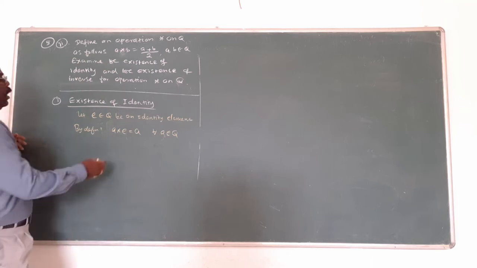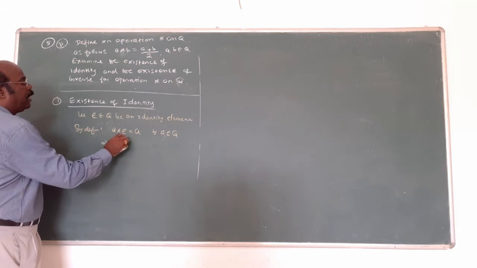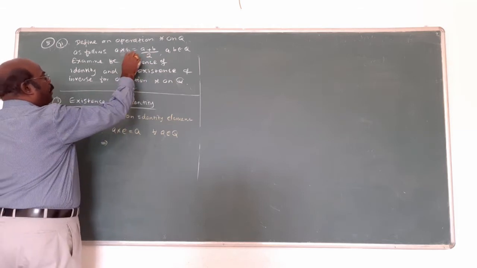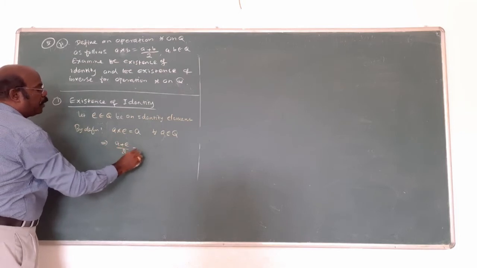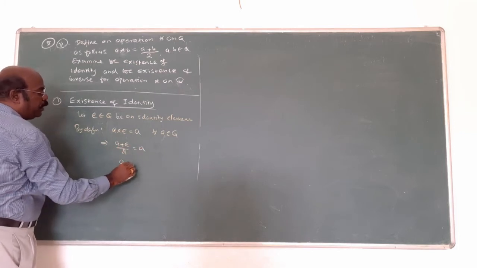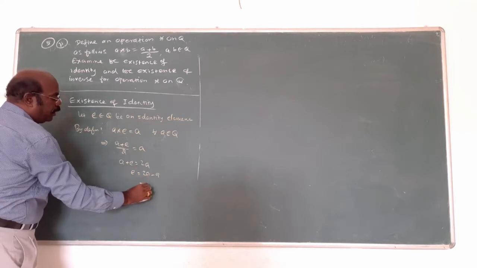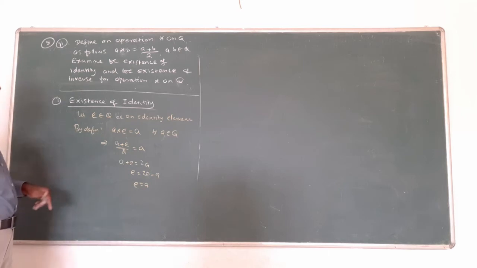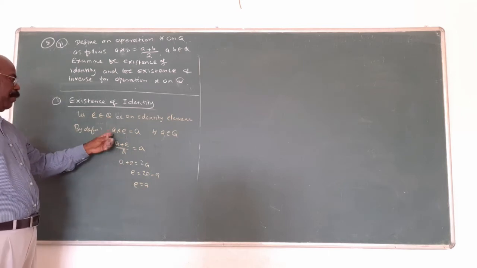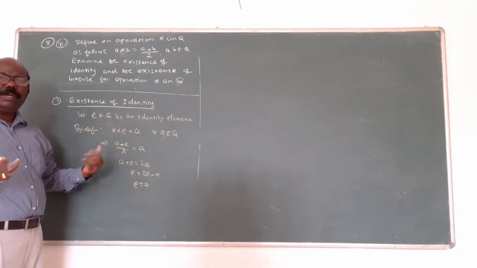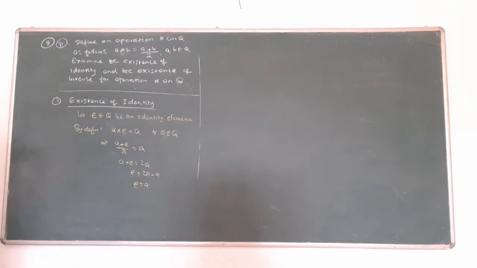That's important. Now, what is the formula? a star e equals a, no? Now a star e means what? The definition is a star b means a plus b by 2, so a star e means a plus e by 2. So a plus e equals 2a, and e equals 2a minus a, that is a. So the identity e is a, so a star a equals a. This is not possible. Am I right? This is not possible.